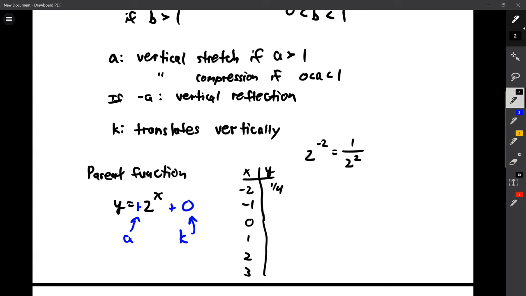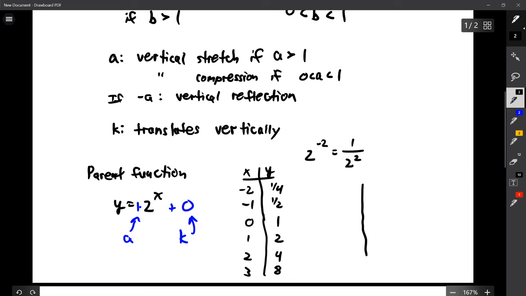Okay, when x is negative 1, we have y equals 2 to the negative 1. 2 to the negative 1 is the same thing as 1 over 2 to the first, that's 1 half. Then y equals 2 to the zeroth power, anything to the zeroth power is 1. Now, it gets a bit easy. We have y equals 2 to the first, that's 2. y equals 2 squared, that's 4. y equals 2 cubed, that's 8.